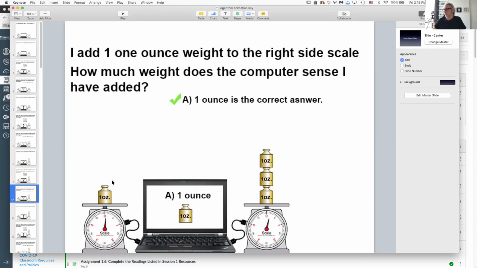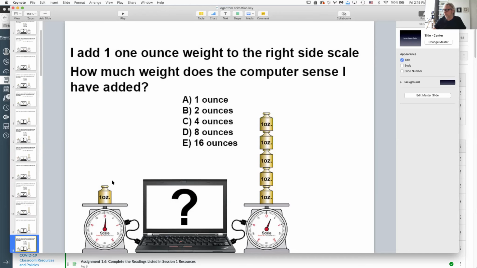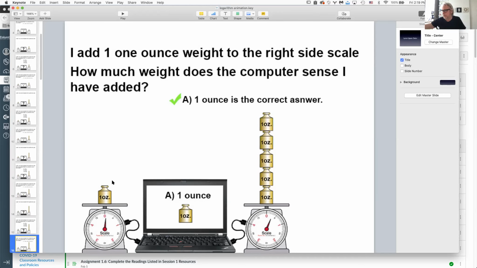And this keeps going on. And every single time the computer knows that, yes. So again, even though there's now considerably more weight on the right-hand side, every one of those additions was the same increment of weight that we started with on the left-hand side. Are we good on this? Everybody comfortable with this? All right.